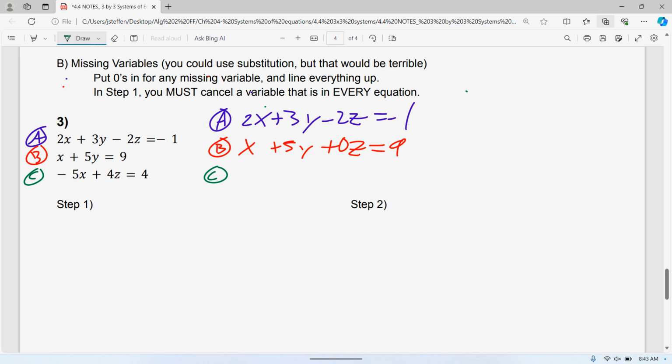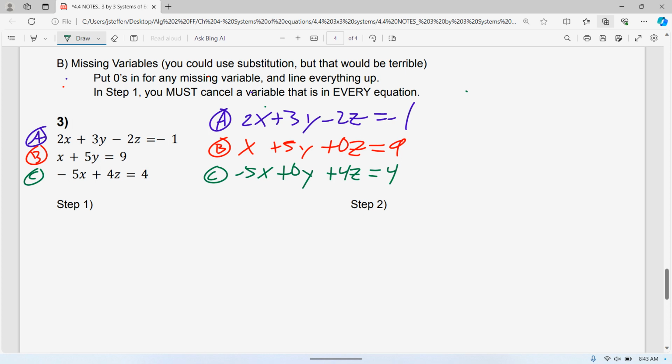The next one, again, same thing. We don't have a y value, so I need to put a 0y in there. Now we have all of our equations, the x's, y's, and z's. We have everything put in there.